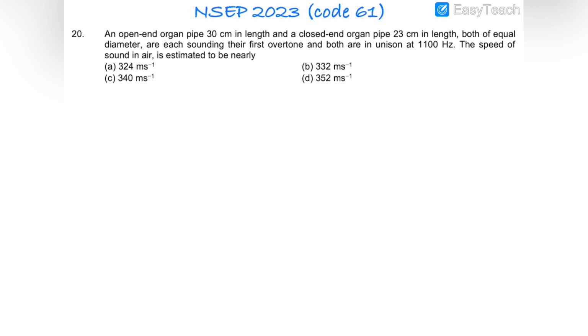For the open organ pipe, all the harmonics are there, and the first overtone will be V by L, which is 30 plus 2E, because end correction would be on both ends of the organ pipe. The first overtone in the closed organ pipe would be the third harmonic, which is 3V by 4, and L is 23 plus E. End correction only occurs on the open end, and a closed organ pipe has only one open end. Therefore the end correction would be only E.